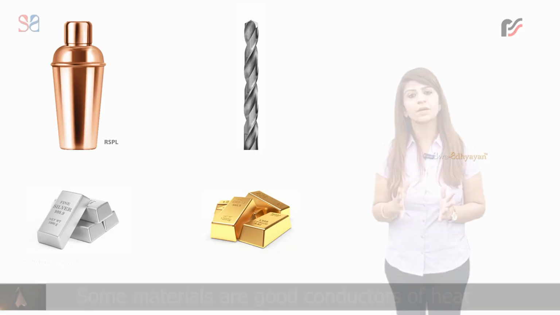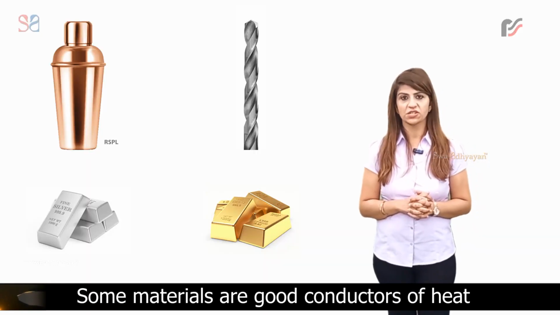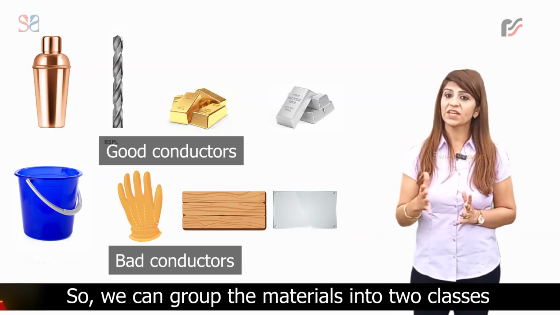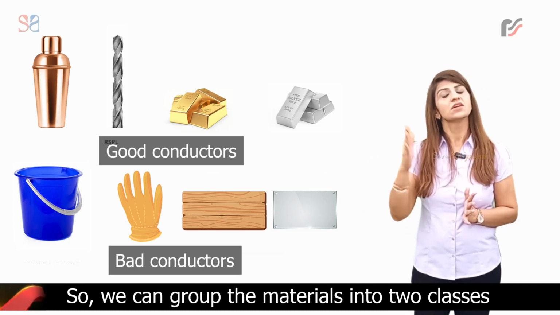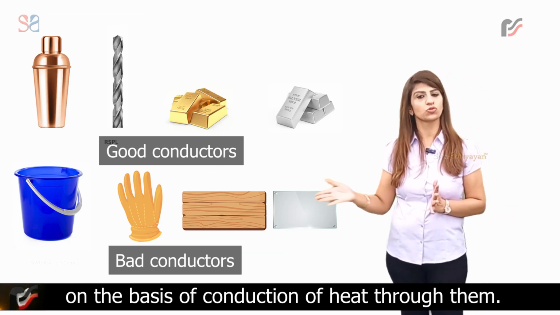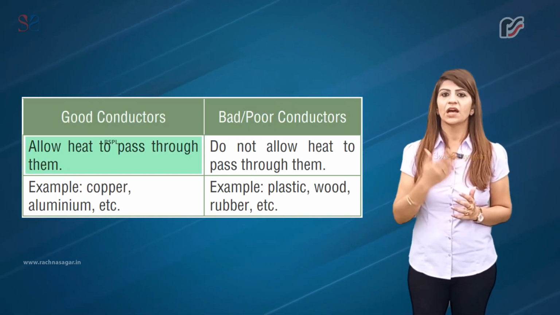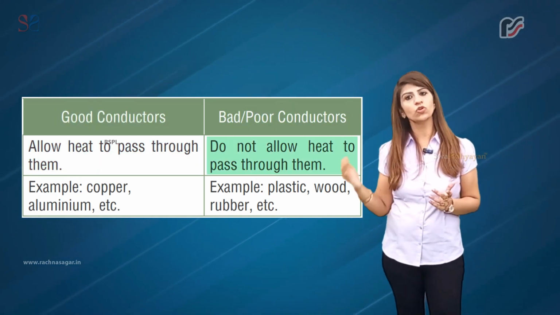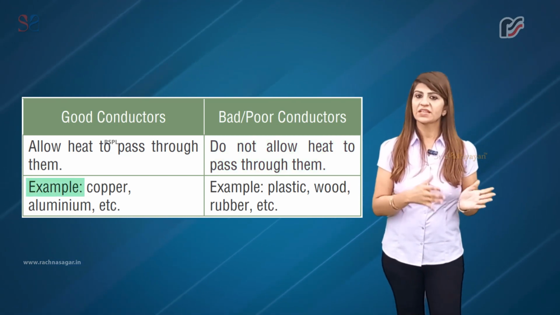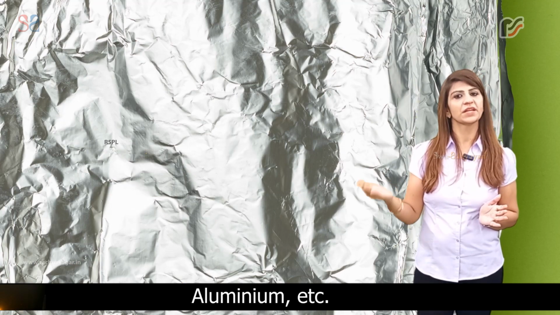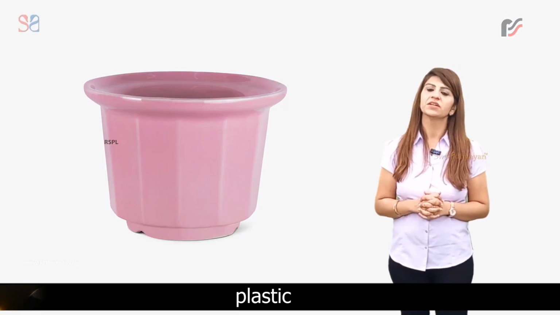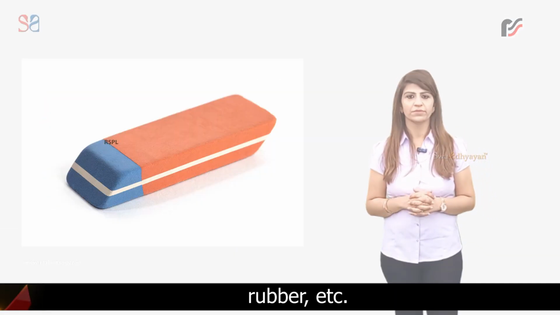Conduction of heat. Some materials are good conductors of heat while others are bad. So we can group the materials into 2 classes on the basis of conduction of heat through them. Good conductors, bad or poor conductors. Allow heat to pass through them, do not allow heat to pass through them. Example, copper, aluminium, etc. Example, plastic, wood, rubber, etc.